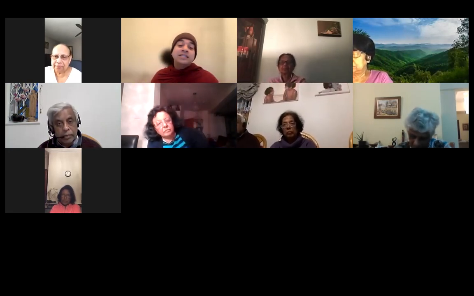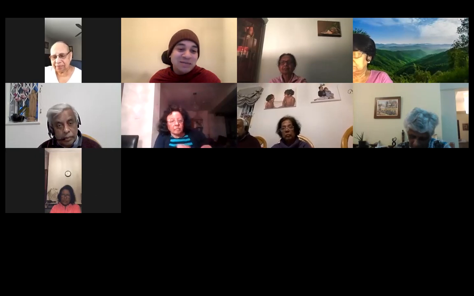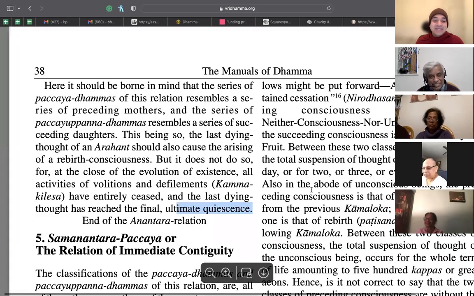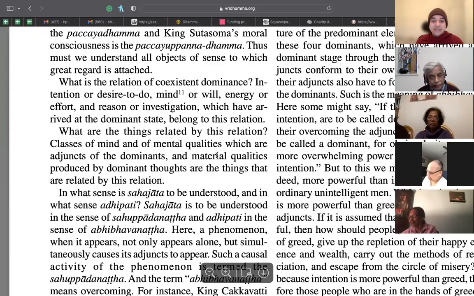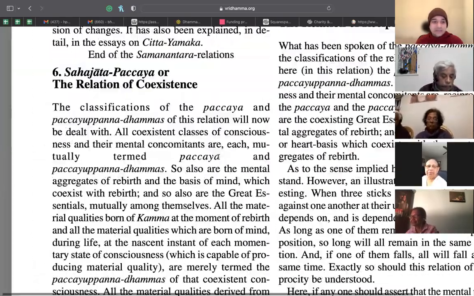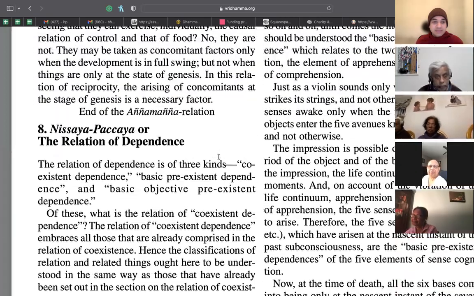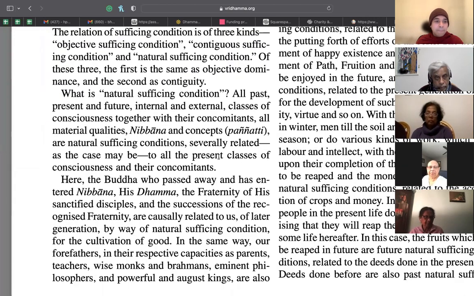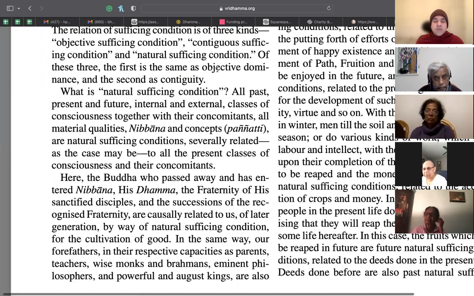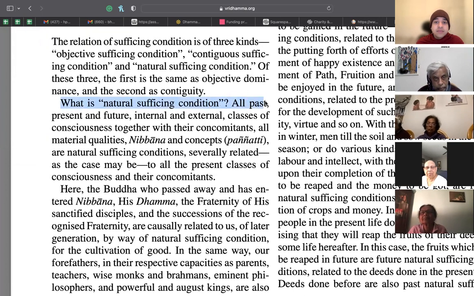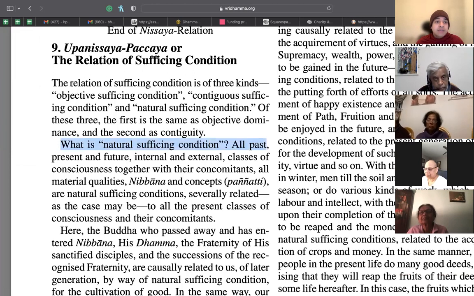Now, Ledi Sayadaw, of course, has a beautiful explanation. Let us go to his text and read it. Sorry for being so biased. Here, where is the support condition? Here. Okay, we'll read it from here.